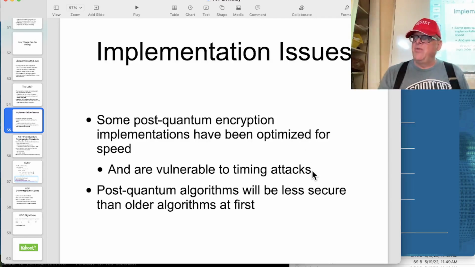We talked about this before. The most efficient code takes shortcuts. If it's about to multiply by 0, it doesn't bother. It moves on to the next term. But if you do that, then the time it takes gives you a clue about how many zeros there are in the private key and things like that.